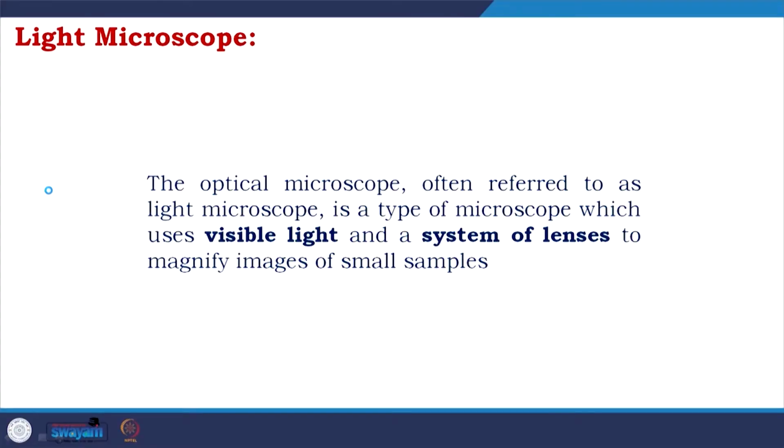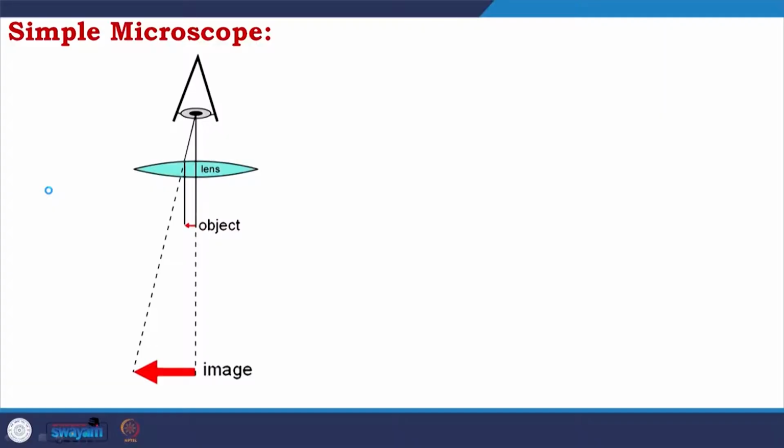So, light microscope by definition, the optical microscope often referred to as light microscope is a type of microscope which uses visible light and a system of lenses to magnify images of small samples. So, what started with one lens, now people have made a little complicated system with different lenses. Let us take a look.